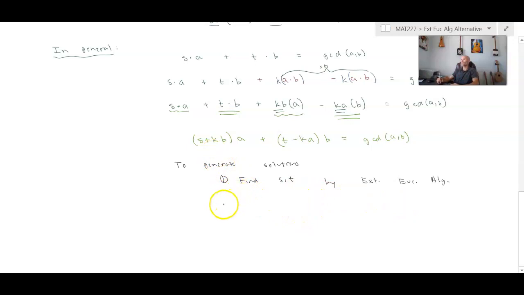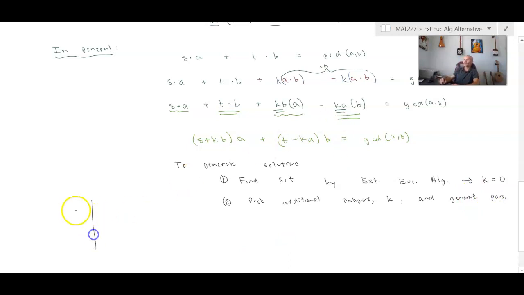To generate additional solutions, notice that this solution right here really creates the unique solution for k equals 0. Okay, so this is for k equals 0, because you notice if k is 0, then you just get SA plus TB equals the GCD between A and B. And now to generate solutions, pick additional integers k and generate pairs.